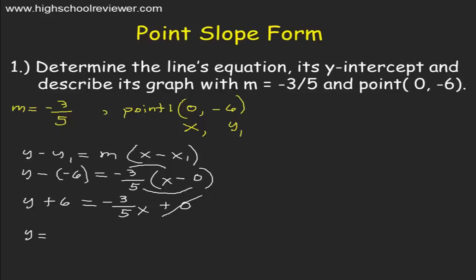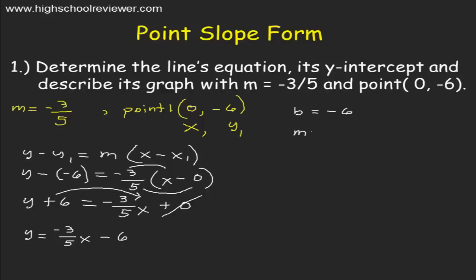Y will be equal to, so we need to transfer +6 to the other side. So this will be -3/5 x. If we transfer positive to the other side, it will become negative. So this will be -6. So we have here the equation of the form y equals mx plus b. So our b here, or the y-intercept, is equal to -6.